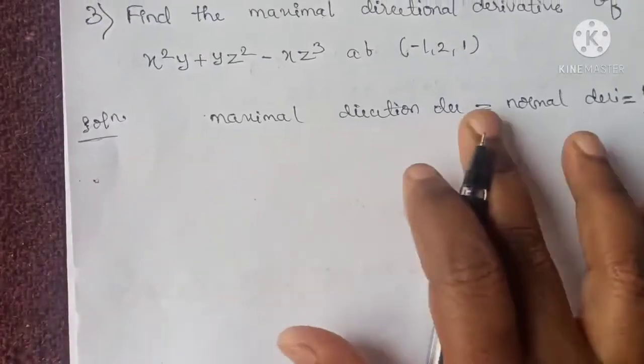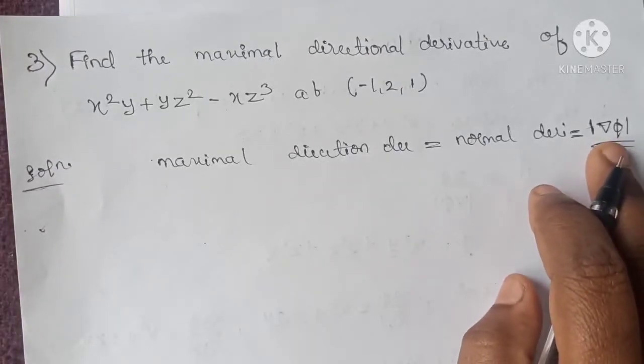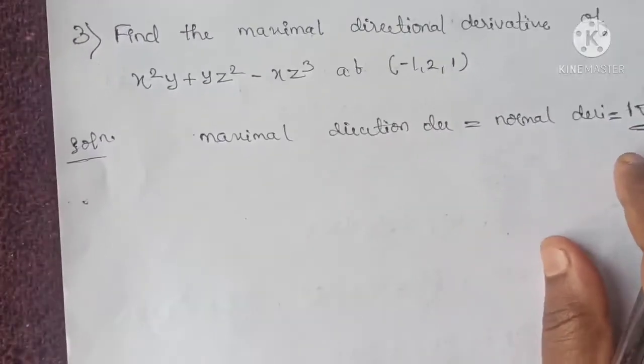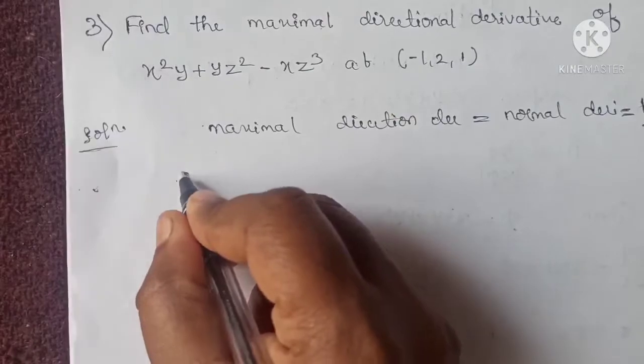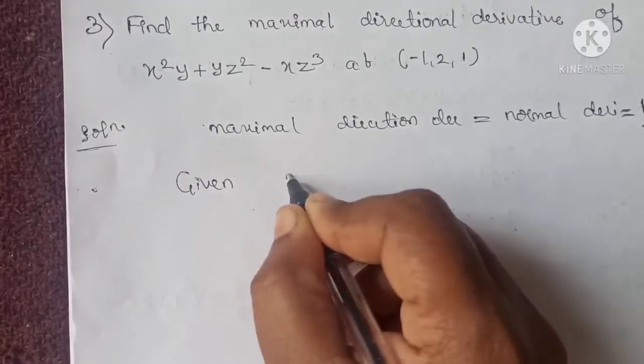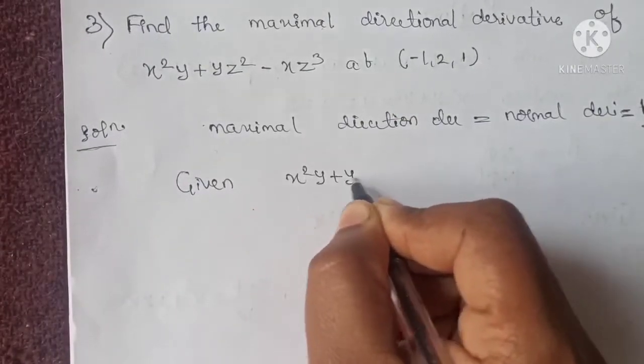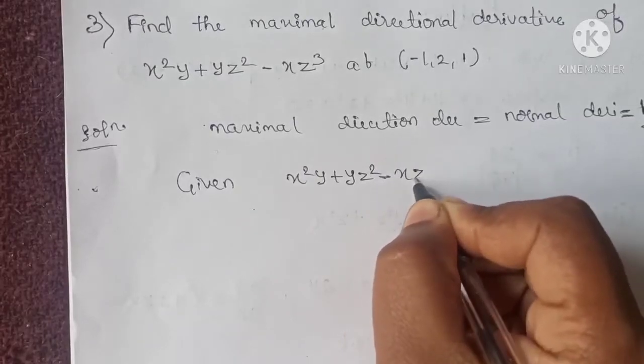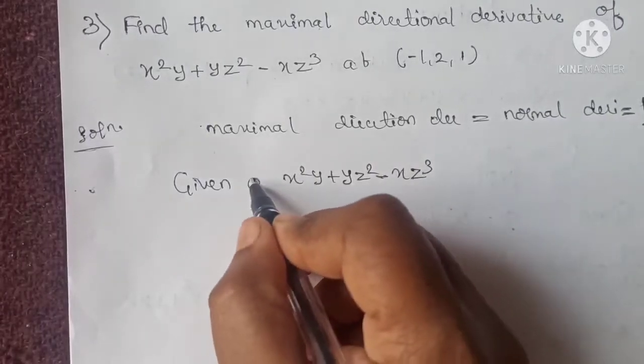So solution: we need to find del phi. For that we need the partial derivatives. Therefore we consider the given surface x square y plus yz square minus xz cube. So this is the phi.